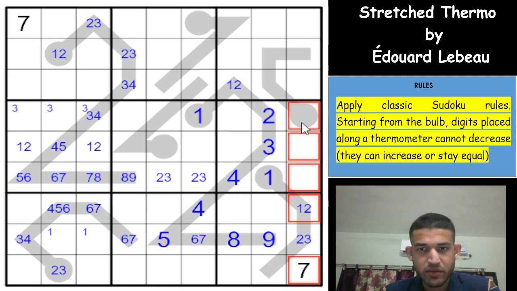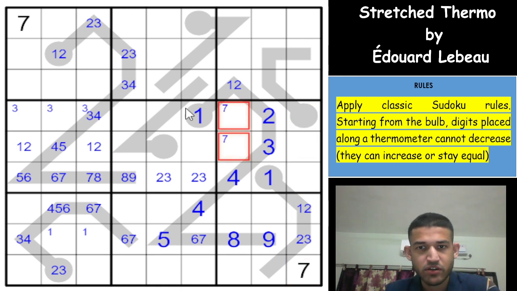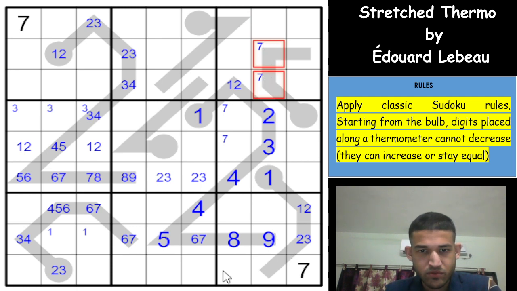Okay, 7 cannot be in column 9, 7 goes in here, so a bit of a classic to keep the solve moving, so 7 goes in here. So the fact that you have 2 or a 3 only here means that 1 and 4 must be in these 3 cells, and that removes the 4 from this cell. This is 5 or 6.